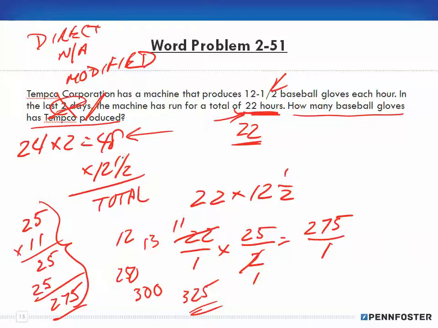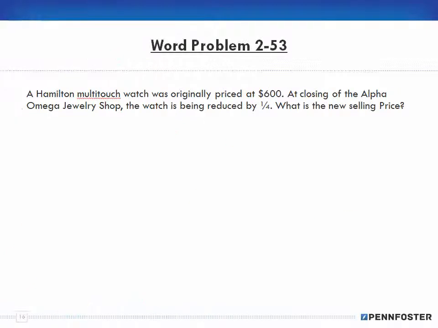I'm at 15 minutes, but I only have one more problem to go here, so I'm going to move on to the next problem. It says a Hamilton multi-touch watch was originally priced at $600. At the closing of the Alpha Omega jewelry shop, the watch is being reduced by 1/4. What is the new selling price?